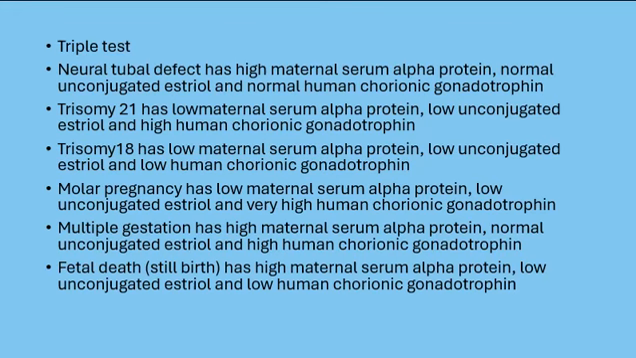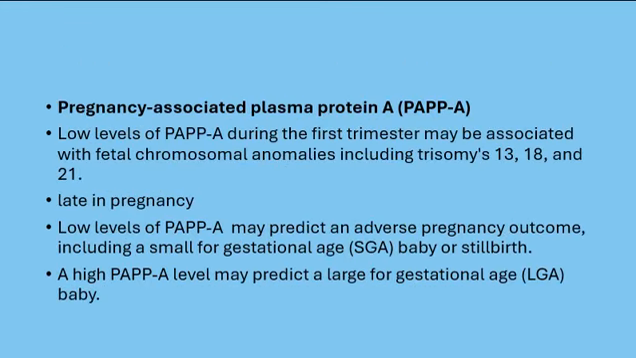Pregnancy-associated plasma protein A, PAPP-A. Low levels of PAPP-A during the first trimester may be associated with fetal chromosomal anomalies including trisomies 13, 18, and 21. Late in pregnancy, low levels of PAPP-A may predict an adverse pregnancy outcome, including a small for gestational age, SGA, baby or stillbirth. A high PAPP-A level may predict a large for gestational age, LGA, baby.